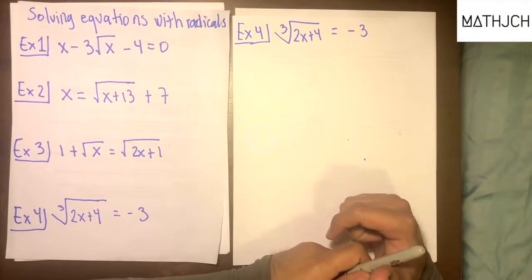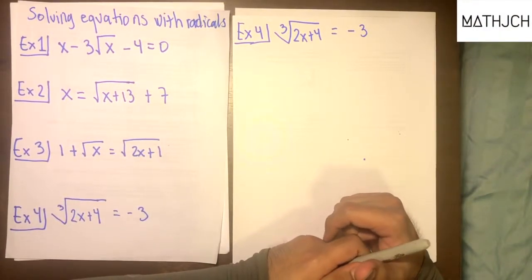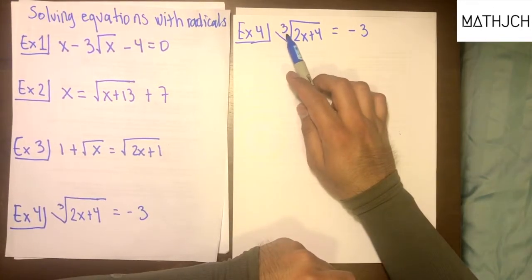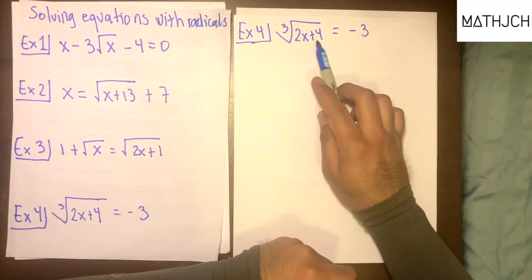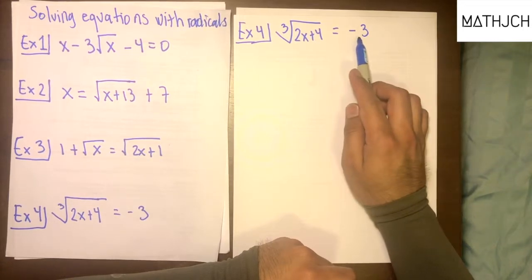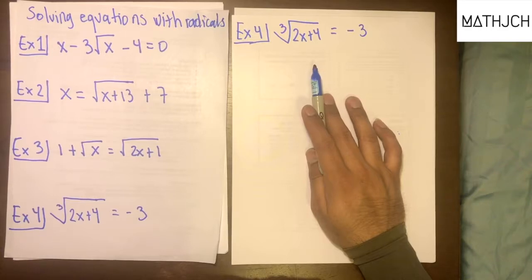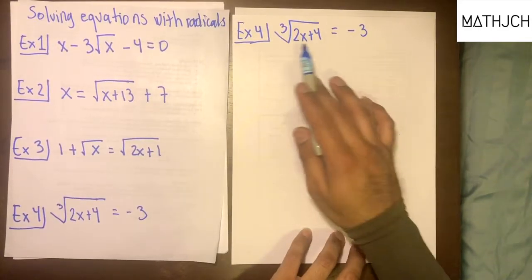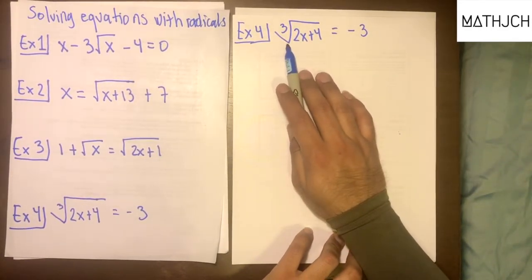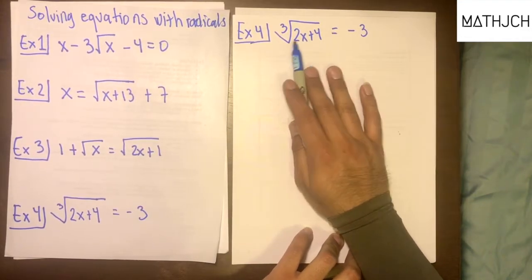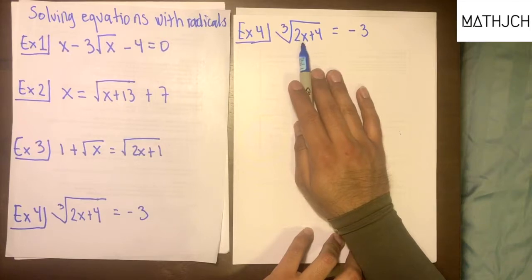Hello everyone. For our last example, dealing with equations with radicals, we have the cube root, meaning index 3, of 2x plus 4 equals negative 3. Now, the first step that we want to do is make sure that the radical, in this case we only have one, is by itself on one of the sides. In this case, we already have it by itself.